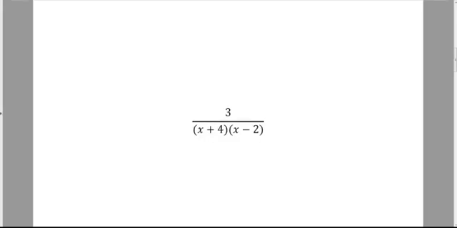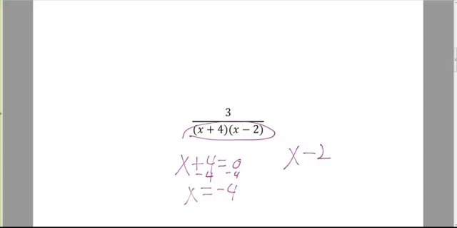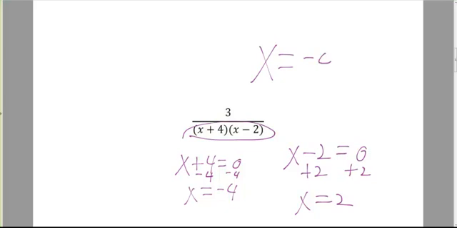Looking at this one, we need to look at the denominator, which is (x plus 4)(x minus 2). And so in this case, we'll have two asymptotes, and we'll set each one of these to equal 0. For x plus 4, we'll have an asymptote at x equals negative 4. Of course, we're going to subtract 4 from both sides. And for x minus 2, we'll add 2 to both sides, giving me x equals 2. So my asymptotes will be at x equals negative 4 and 2.